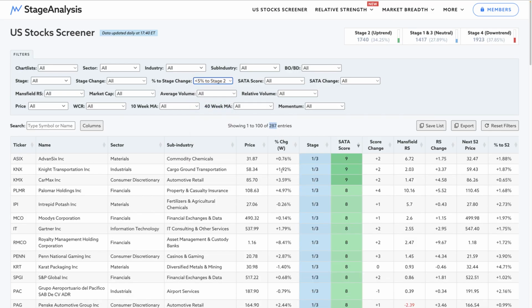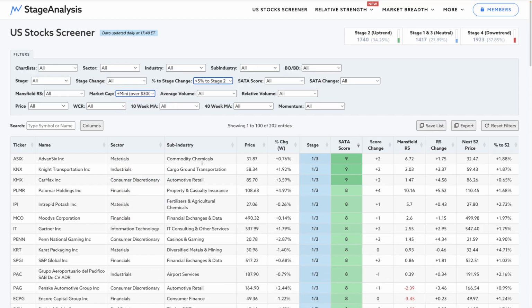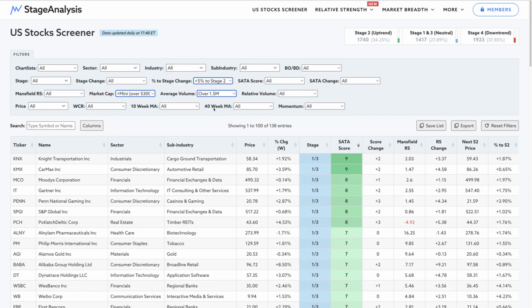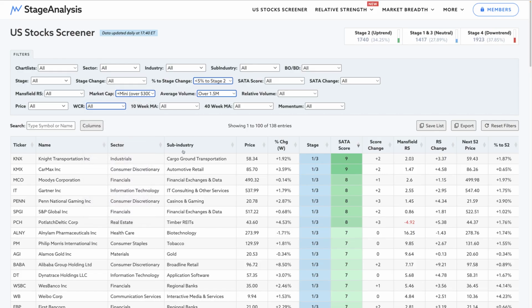So you can see that starts us off with 287 stocks, changing market cap to at least plus mini to get rid of those more micro cap stocks. Obviously push that further, over 1.5 million per week average volume. That gets you to 138 results, and then you can either use some quality filters from where it is in its weekly bar, or you can just start going through these basically.